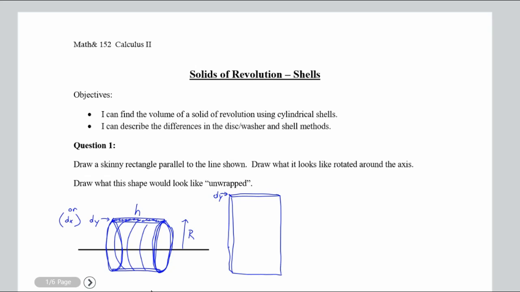The height is going to be, let's call this h. So this was my rectangle that we had. We're calling that the height of the rectangle. So we'll label that h.